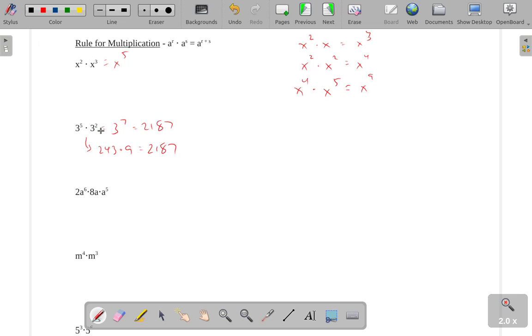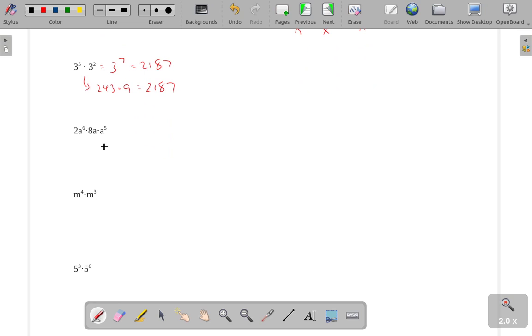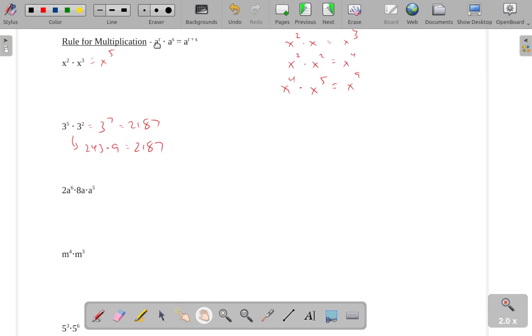So ultimately it doesn't matter if I added the exponents together first and then got 2187, or if I did these exponents first and then multiplied them together. But you'll notice one thing I did not do is I did not say that this was 9 to the 7th. This is 3 to the 7th. We need to keep that base the same. That's what this law up here says. There's an a in the base, there's an a in the base, and then when you add the exponents together, it's still an a in the base.